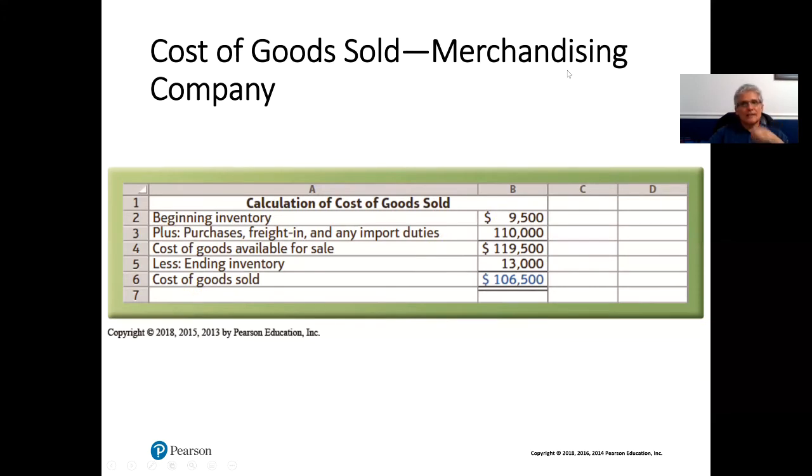When we're looking at the merchandising company, we have to remember this basic formula we learned in Accounting 1. We have our beginning inventory, what we started off with for that period of time. We're going to add to that any purchases, freight in and import duty costs, which include, in this example here, $110,000. And we add these two together to give us the cost of goods available for sale. From there, we subtract our ending inventory. And then by default, that must give us the cost of goods sold. Hopefully you remember some of that from financial accounting.